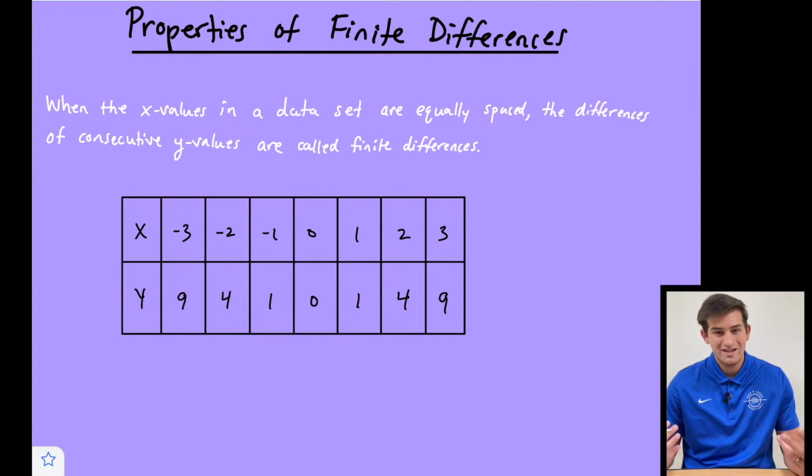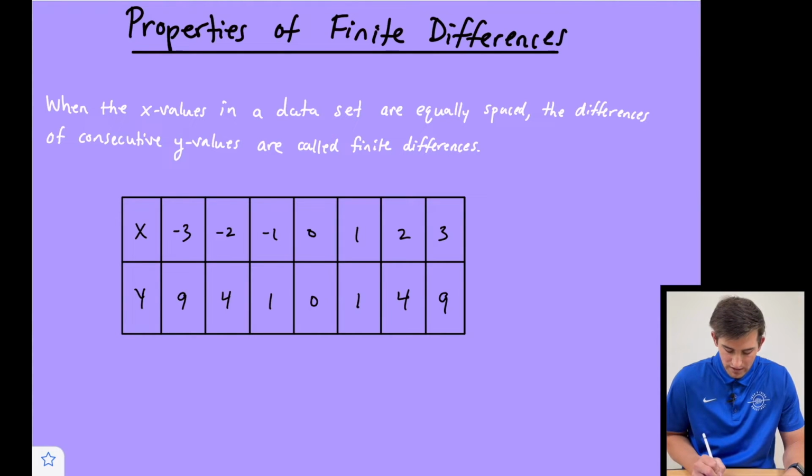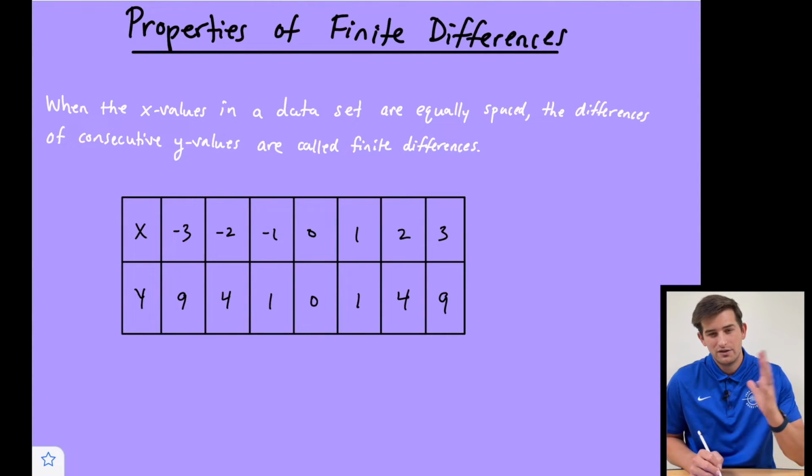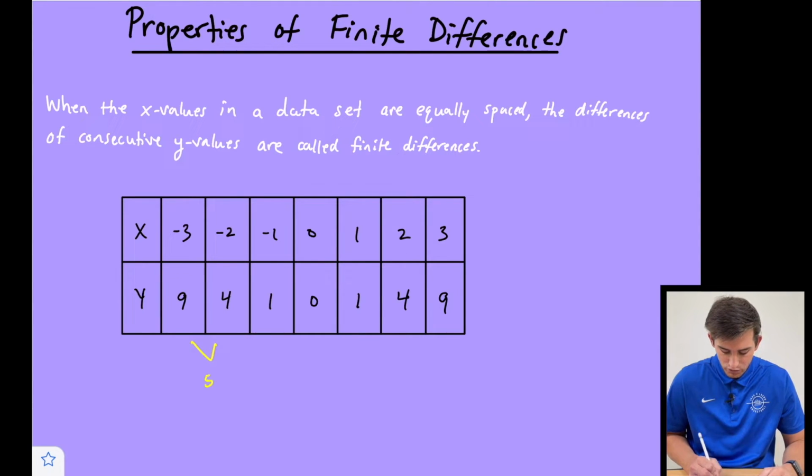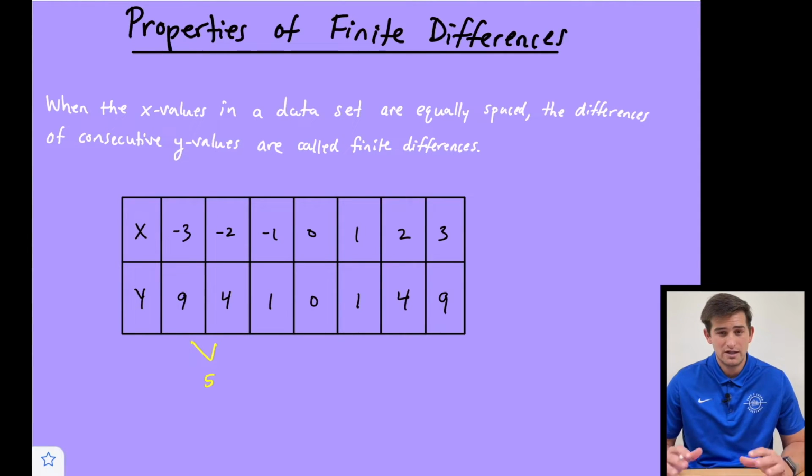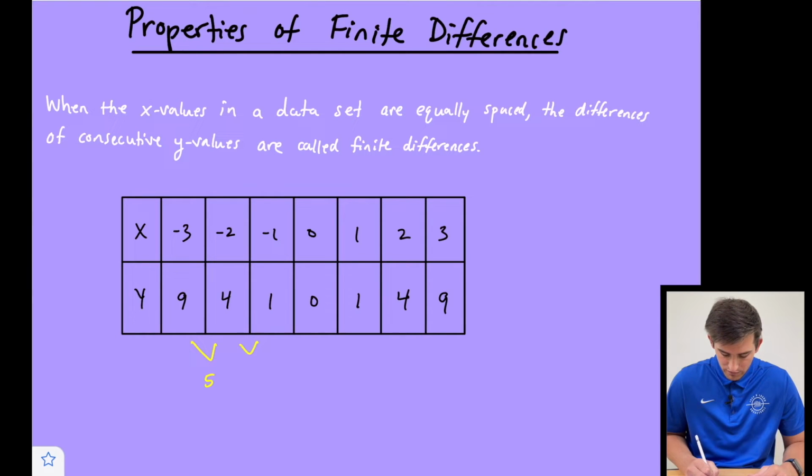So now let's look at our y values. What are the differences in these y values? If I subtract going left to right, and you could subtract the other way, here I'm going to subtract 9 minus 4 to get 5. Sometimes people do 4 minus 9, you get -5. It doesn't matter. You're going to get the same thing for the differences as long as you subtract in the same way for each set of data points. So now 4 minus 1 would be 3. 1 minus 0 is 1. 0 minus 1 is -1. 1 minus 4 is -3, and 4 minus 9 is -5. So what these numbers right here are called are our first differences.